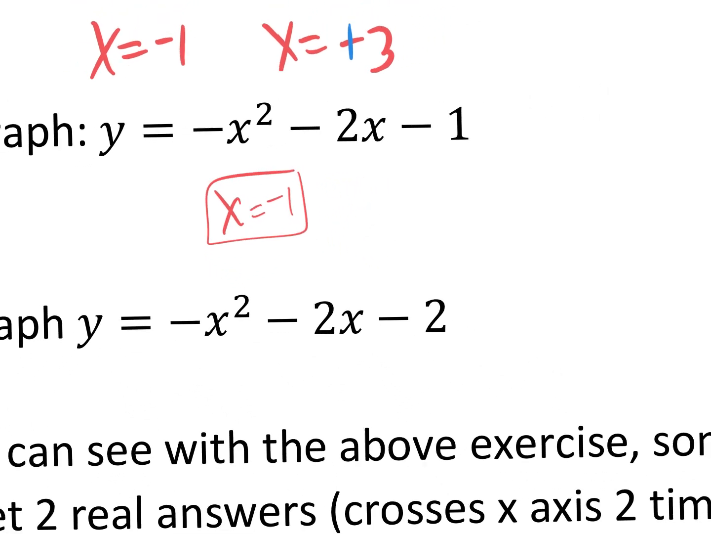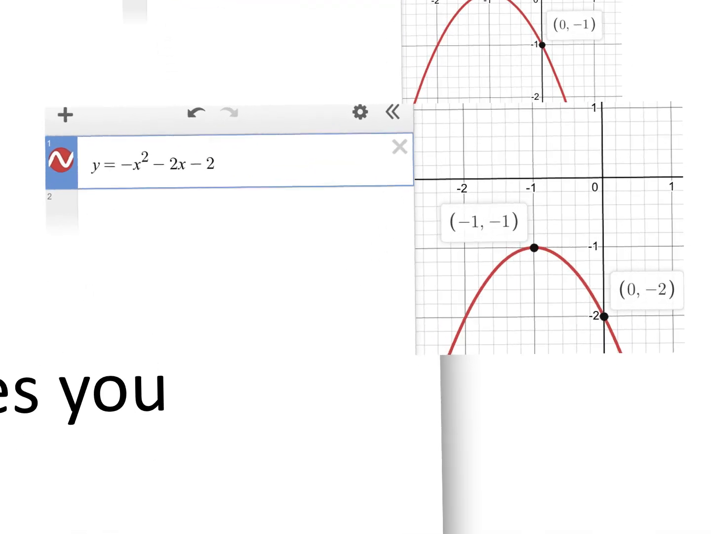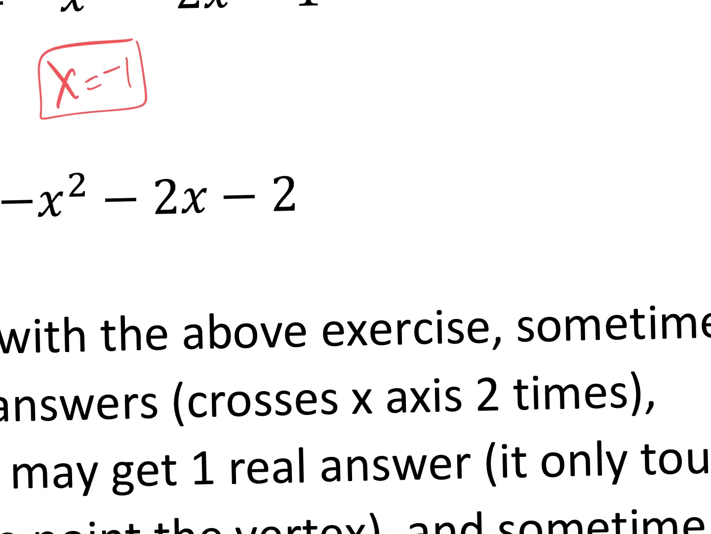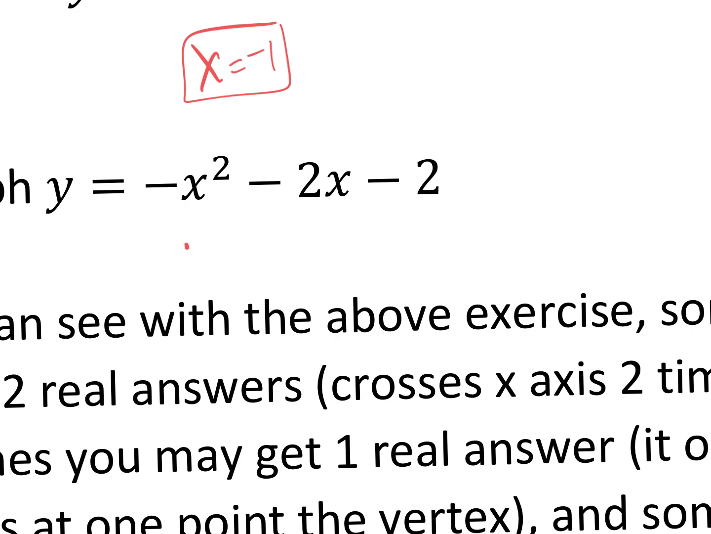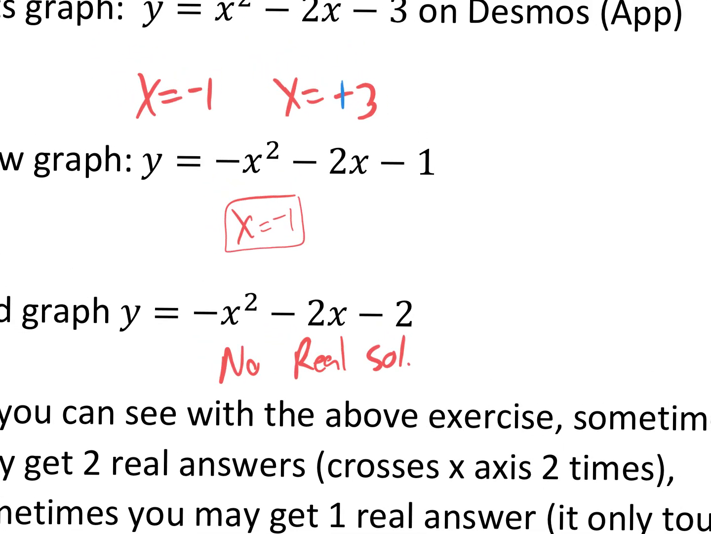Anyway, that last one, when you graph it, you'll see that it does not cross the x-axis. So that means that there is no solution, no real solution. So you would say no real answer. No real x-intercept, no real solution. But when you apply the quadratic formula in those cases, you're going to be able to find an imaginary solution.